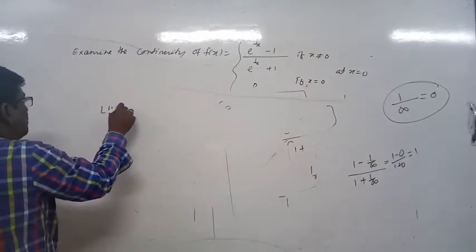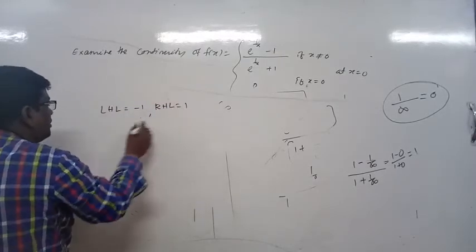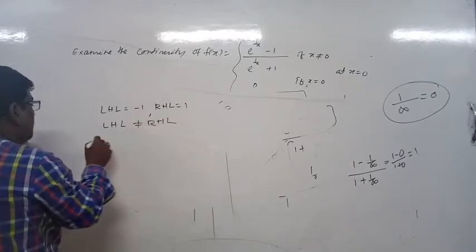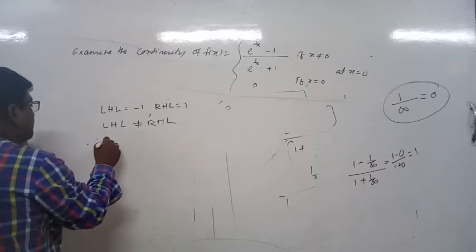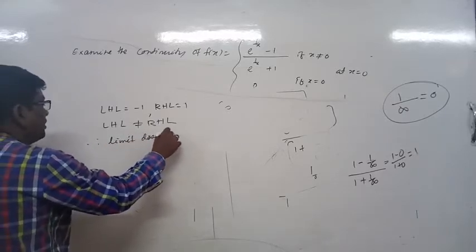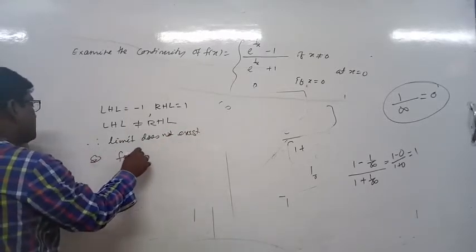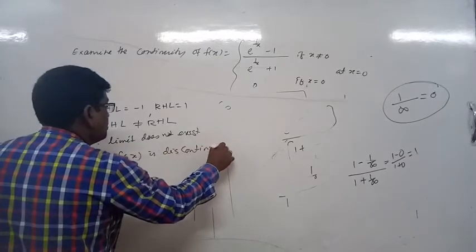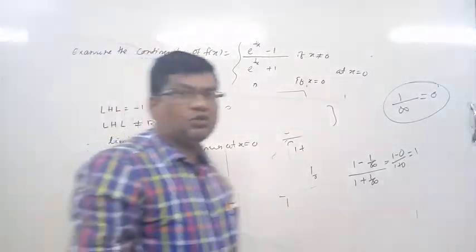LHL is equal to what? Minus 1. RHL is equal to what? Plus 1. So LHL is not equal to RHL, therefore the limit does not exist, so f of x is discontinuous at x is equal to 0. Now another question.